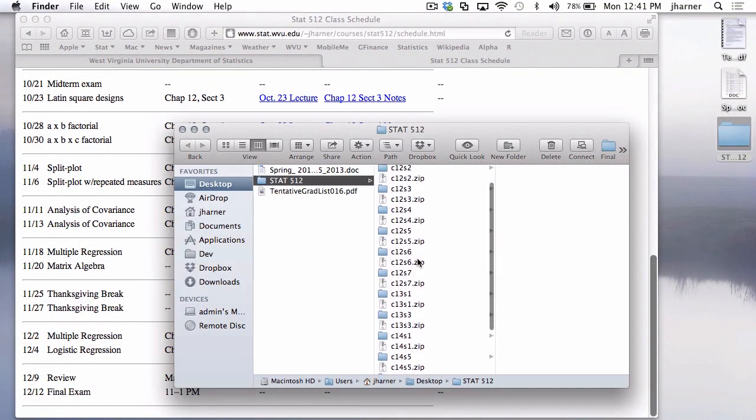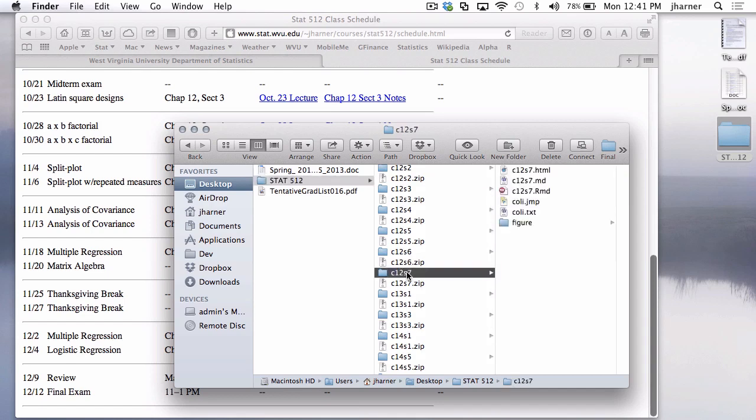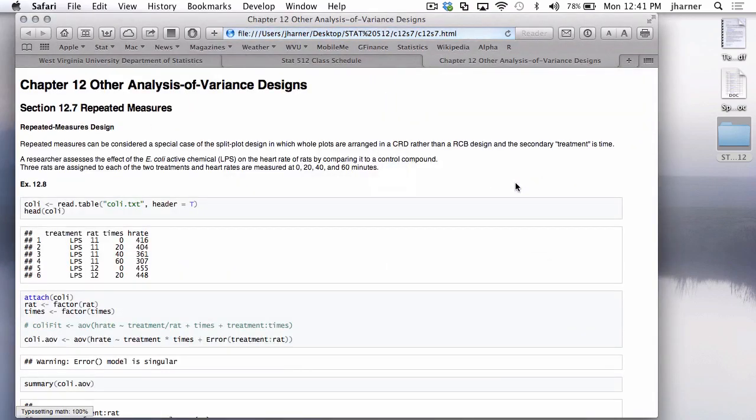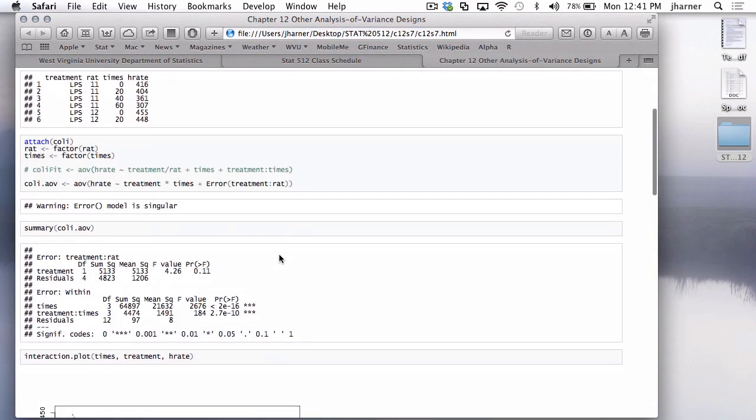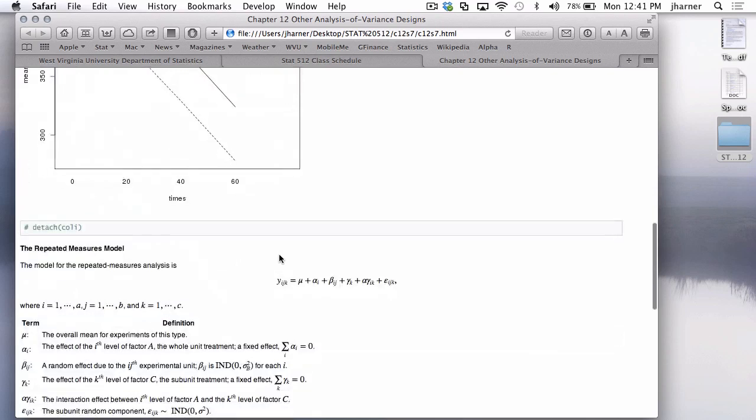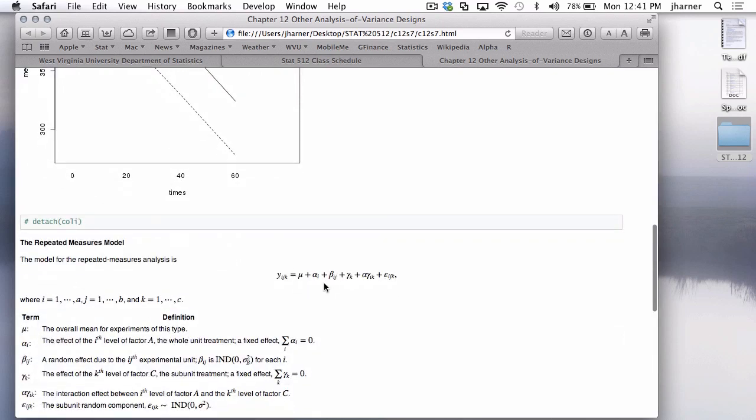And then in section 7, we have a variation of that, where we have repeated measures, and that model looks similar, except that in the whole plots, we have treatments and then we have subjects within treatments. Instead of having a blocking effect in the whole plot, we have experimental units within the treatment level. So it's more like a completely randomized design as far as the whole plot, and then we have repeated measures.